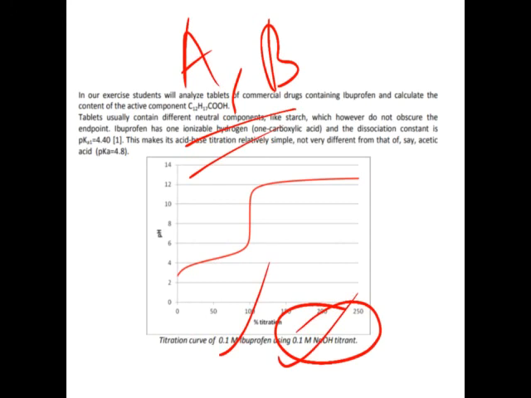Understood? And here we are using the phenolphthalein indicator, which becomes red at pH 8.3. Okay, so when the reaction takes place, its color changes. So you can say ibuprofen and NaOH, that is the acid base type of titration. It is a simple titration. The pKa value or dissociation constant of the acid is 4.8.